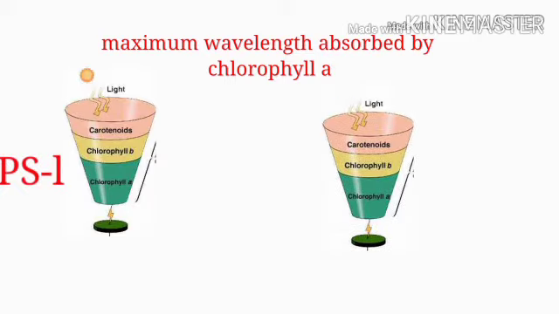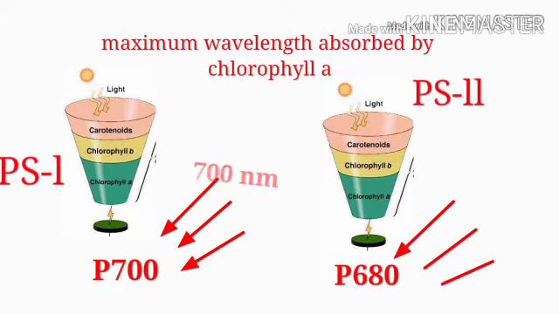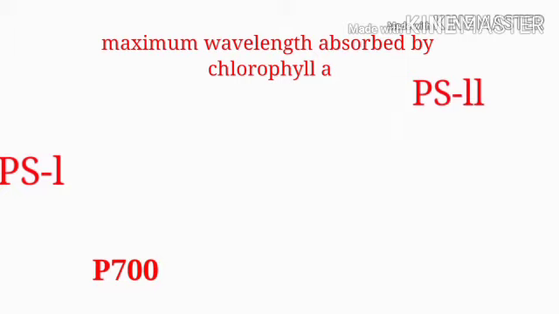Based on the maximum wavelength absorbed by chlorophyll A in photosystem 1 and 2, they are named as P700 and P680 respectively, because chlorophyll A in PS1 can absorb light at a maximum wavelength of 700 nanometer, and in PS2 it can absorb a maximum wavelength of 680 nanometer only.